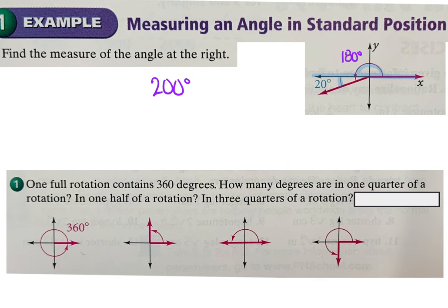So let's look at this question. One full rotation contains 360, obviously. That's this guy right here. How many degrees are in 1/4? So how many degrees would this be then? 90, right? How many degrees would this be? And how many degrees would this be? 270. That's all we're doing.